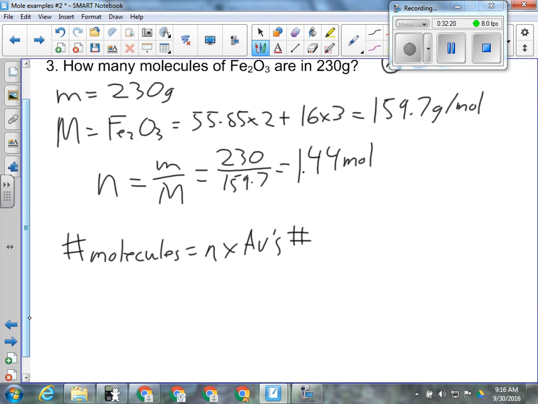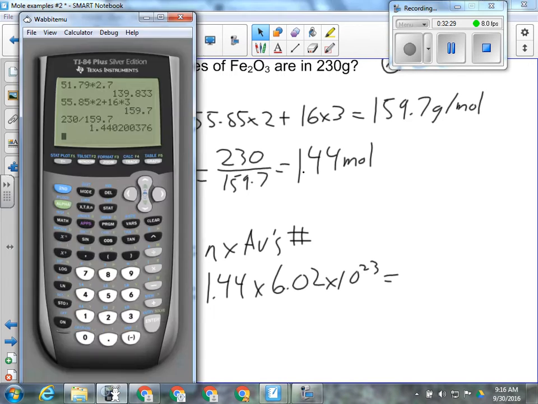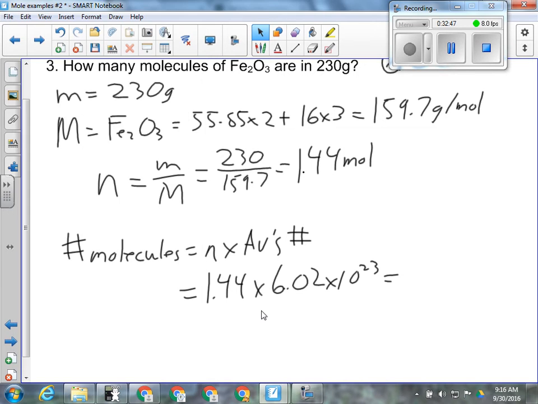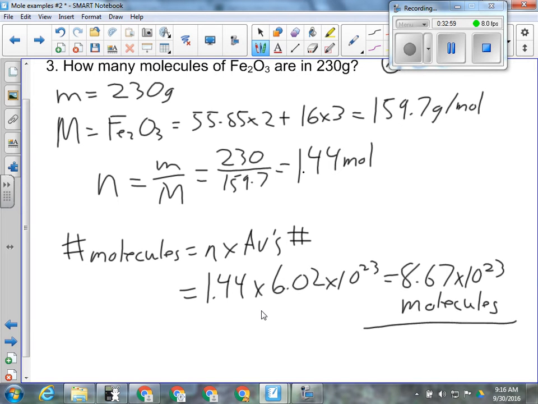In this case, that is going to mean 1.44 times 6.02 times 10 to the 23. So we're looking at 8.67 times 10 to the 23 molecules. Always remember your units. If there's one that people forget to put units on, it's that one.